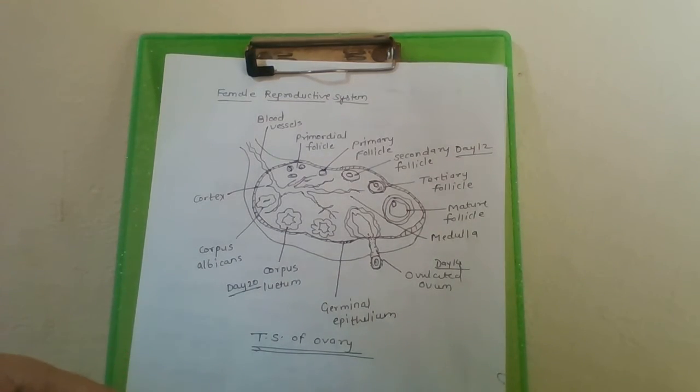The stroma or loose connective tissue of the medulla has blood vessels, lymph vessels and nerve fibers. What are the components of stroma? The stroma or loose connective tissue of medulla has blood vessels, lymph vessels and nerve fibers. The outer cortex is more compact and granular. It shows a large number of tiny masses of cells called ovarian follicles.